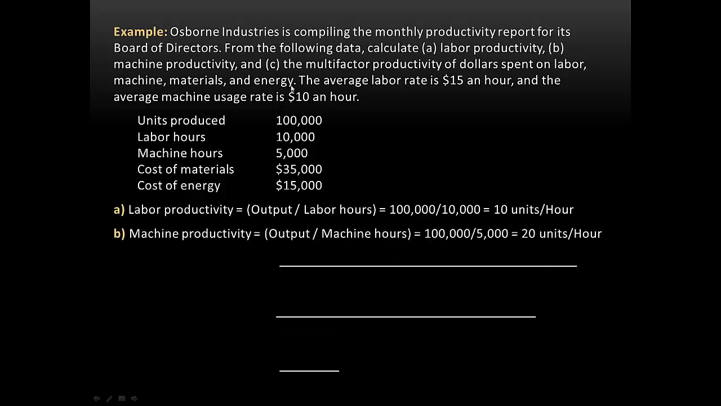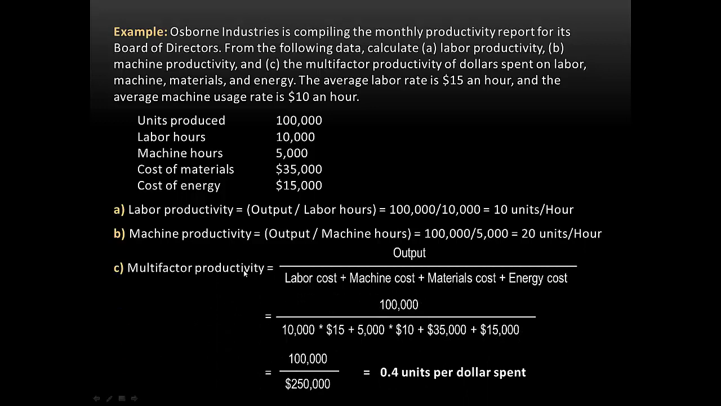Now machine productivity, which is question number 2. Machine productivity would be output divided by machine hours, and as you can see, there are 5,000 machine hours. 100,000 units being produced by 5,000 machine hours. So 100,000 divided by 5,000 gives you 20 units per hour. This was 10 units per hour, that's labor hour, and this is 20 units per hour, this is machine hour though. So be careful about making that distinction.